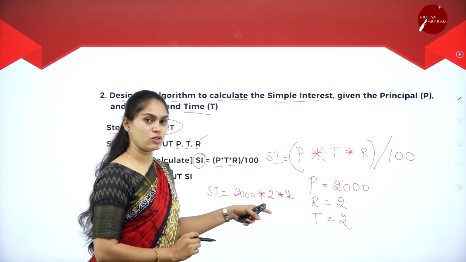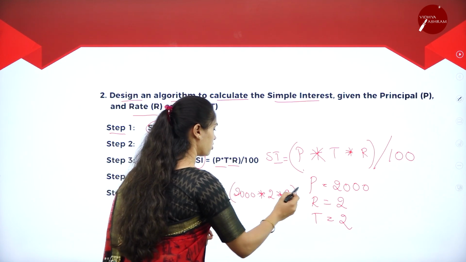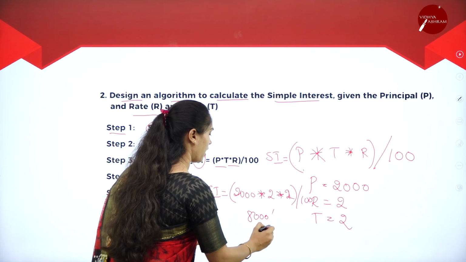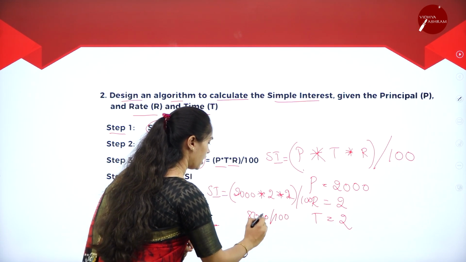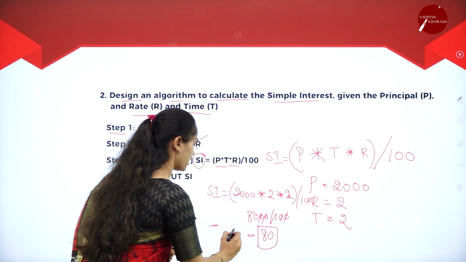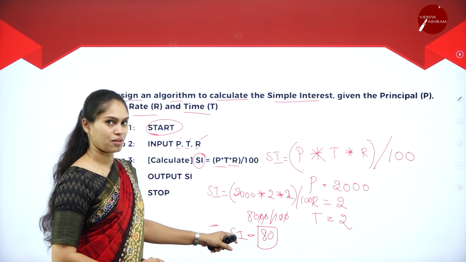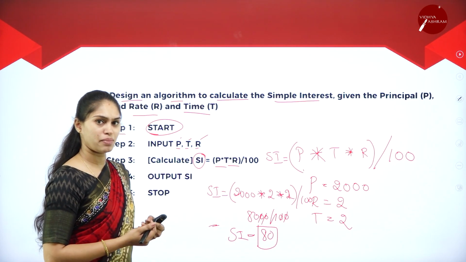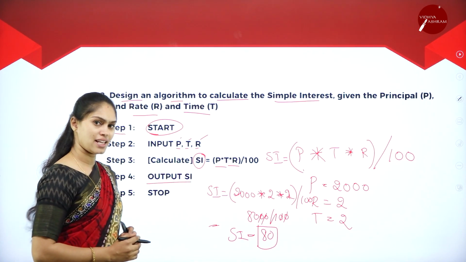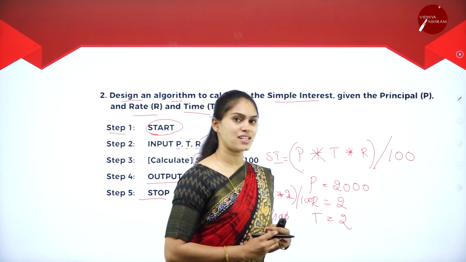So 2000 into 2, 4000. 4000 into 2 will be 8000. This will be divided by 100. So 8000 by 100 is nothing but what? It gives me 80. So then what is the simple interest? That is 80. So that value will be stored in this SI variable. So then which is the variable I should display in order to get the simple interest? That is SI, output SI. At last I need to stop. What are the variables that I am taking as an input?